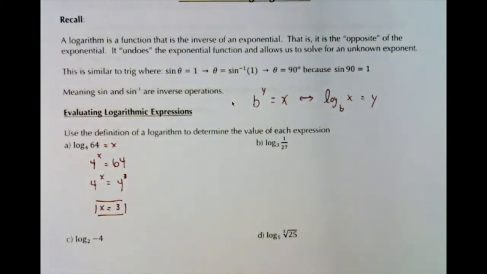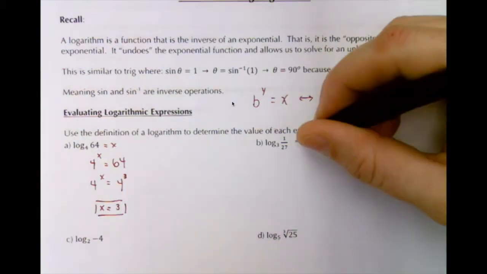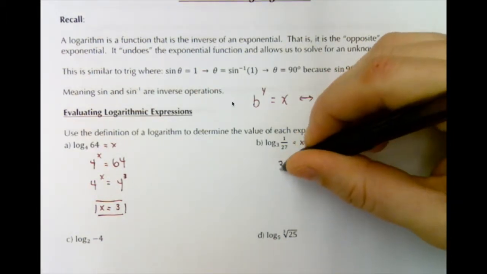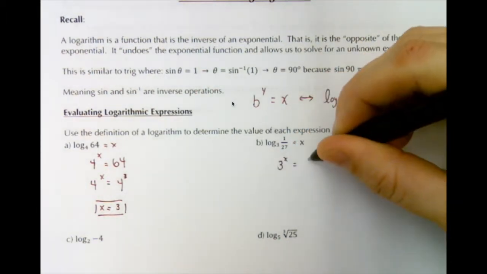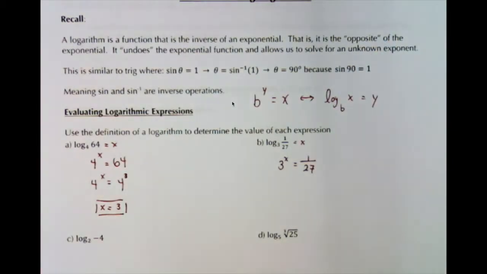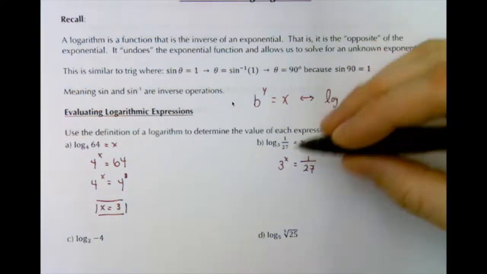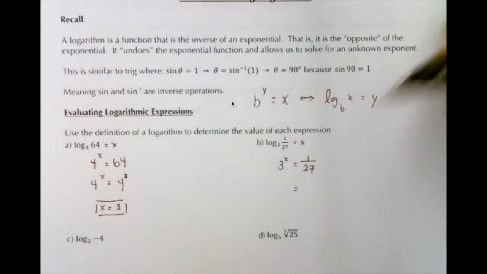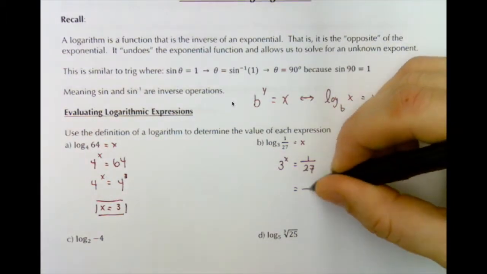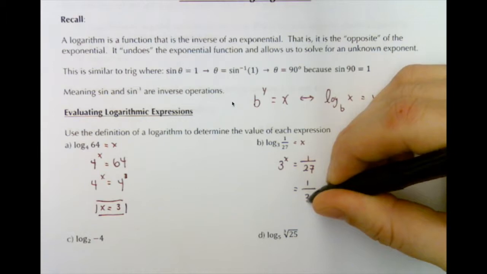We can do similar with b. Set our logarithm equal to x and rewrite it as a power. So 3 to the power of x equals 1 over 27. This one's trickier because we have a fraction. If we think of 27 as a power of 3, it would be 3 to the power of 1 is 3, to the power of 2 is 9, to the power of 3 is 27. So we would have 1 over 3 to the exponent 3.